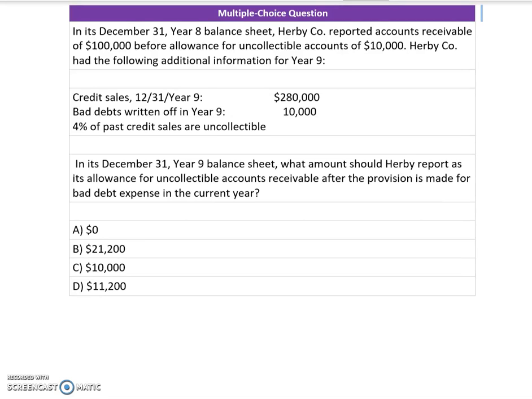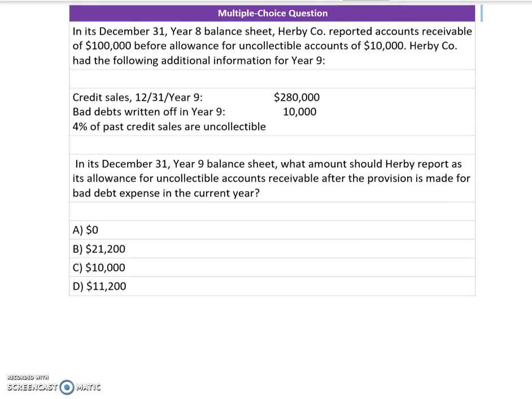All right, in its December 31st year 8 balance sheet, Herbie Co. reported accounts receivable of $100,000 before allowance for uncollectibles of $10,000. Herbie Co. had the following additional information for year 9. They had credit sales of $280,000, they wrote off bad debts of $10,000, and in the past, 4% of credit sales are uncollectible.